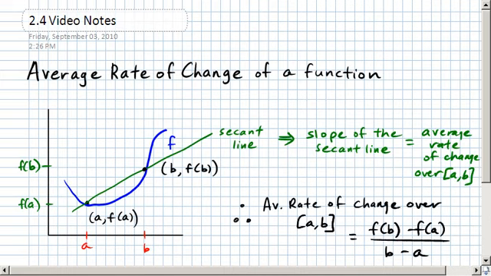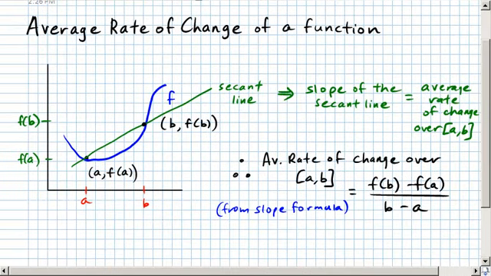So again, in conclusion, the average rate of change over a, b is therefore going to be f of b minus f of a all over b minus a. And I think it's important to note that really that's just from the slope formula from our Algebra 1 days.